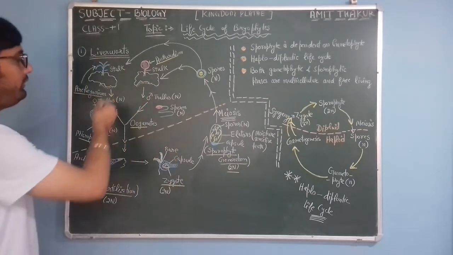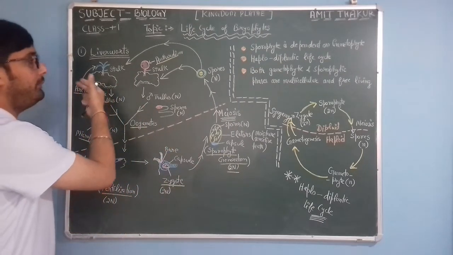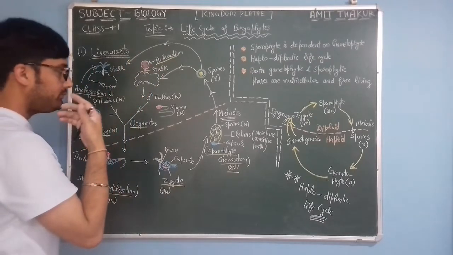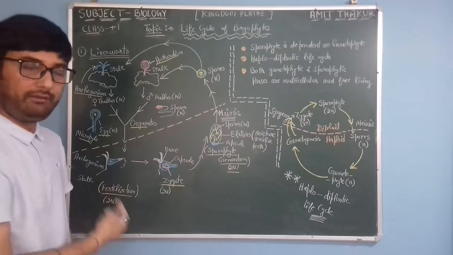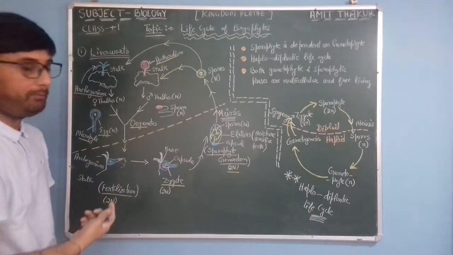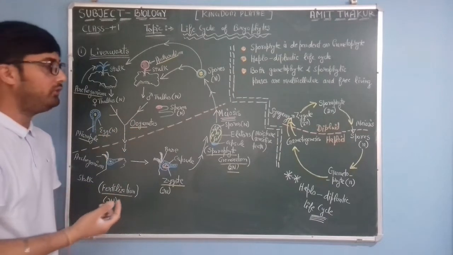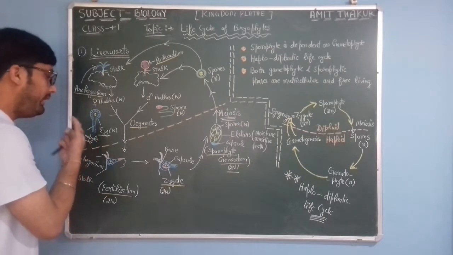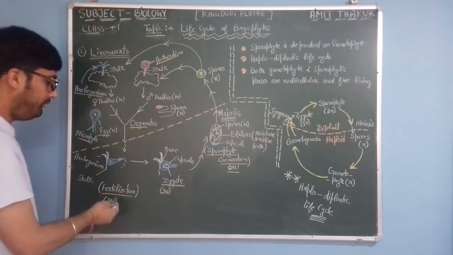So it is all about the life cycle of liverworts. It begins with the gametophytic bodies, archegonium and antheridium. They would develop male and female gametes, means egg and sperm, and the fusion is oogamous type because only the sperm is motile. This egg is stationary, so that's why oogamous type of fusion.